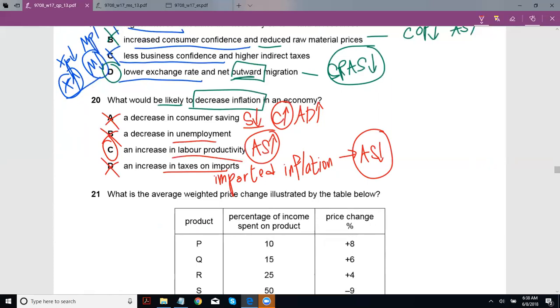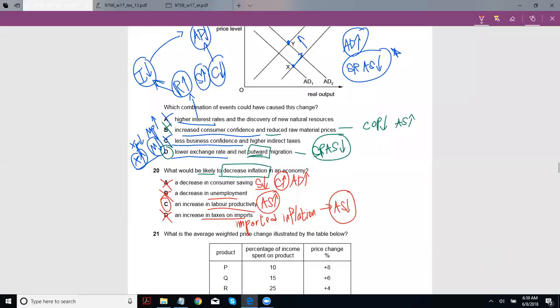And let me quickly check whether I got these 10 MCQs right. Yeah, we're all good. So we'll finish off this paper and look at the last 10 MCQs in the next video.